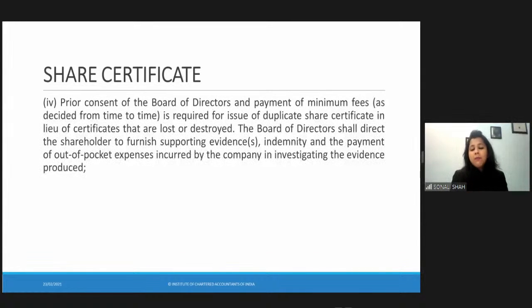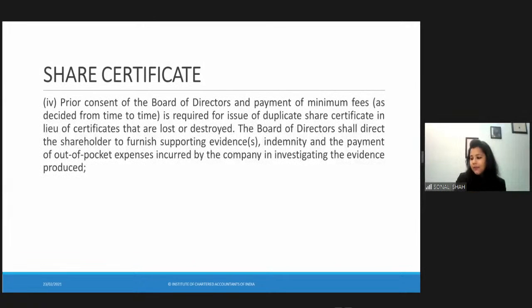So it is important that the board of directors approve the issue of the duplicate share certificate. Also, wherever the board of directors give the permission, they also demand supporting evidence and claim indemnity and out-of-pocket expenses incurred by the company in investigating the evidence produced.